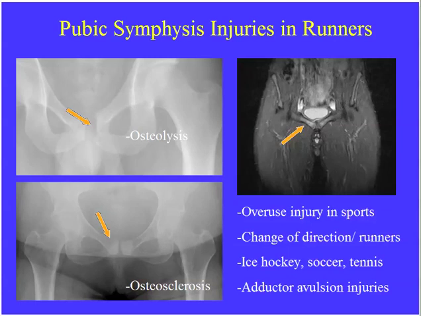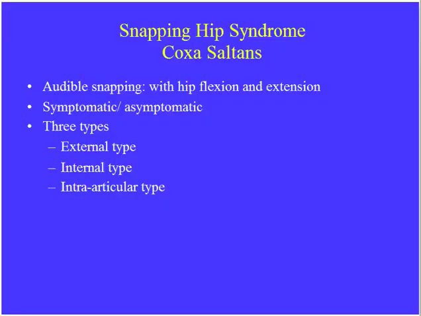And on plain film, we may see osteolysis or lucency at the pubic symphysis, or we may see increased sclerosis if it's an older injury. On MR imaging, we may see high signal on the T2-weighted sequence involving the pubic symphysis. So this is a stress-related injury that occurs in runners, and in particular in runners who do a lot of changing in direction.